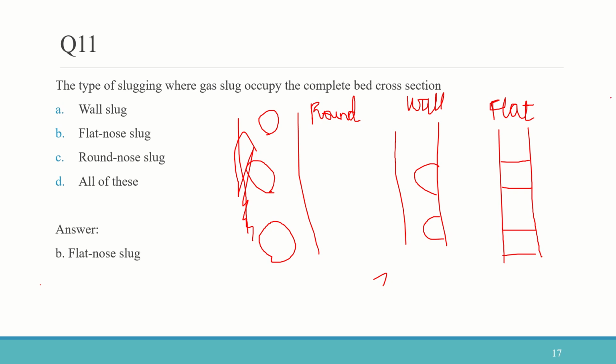So here we can see a distinct separation between bubbles and the emulsion phase. We can also see the bubble has completely occupied the cross-sectional area of the bed. So the answer is flat nose slug. Flat slug is the right answer. Option B is the right answer. I hope you are clear. Now let us go to question 12.